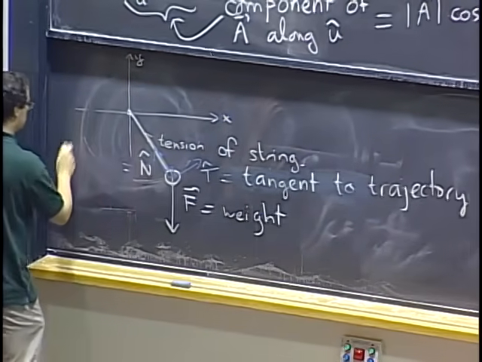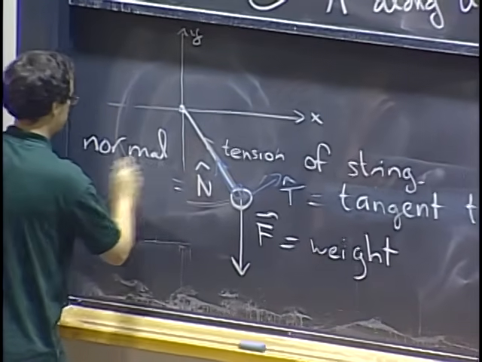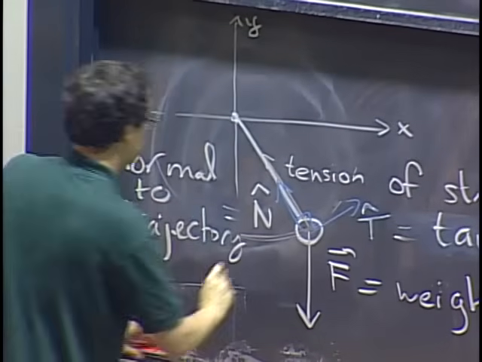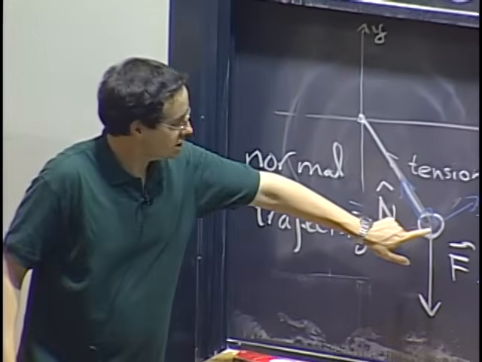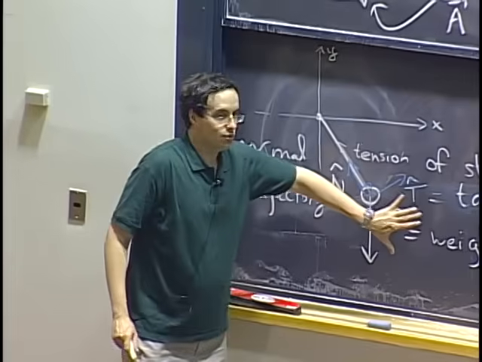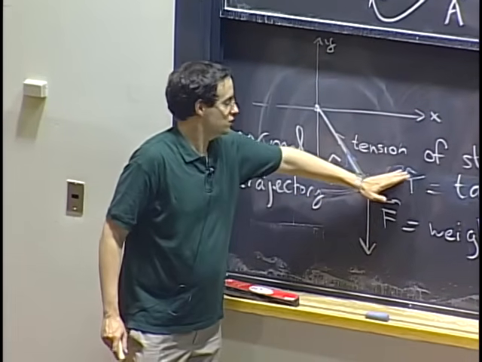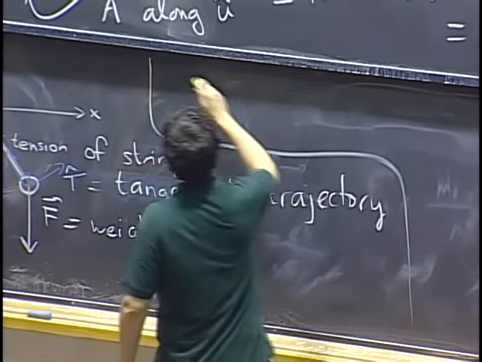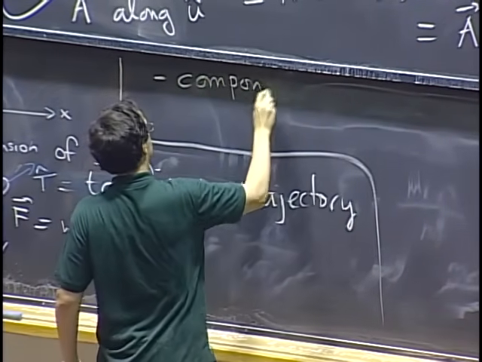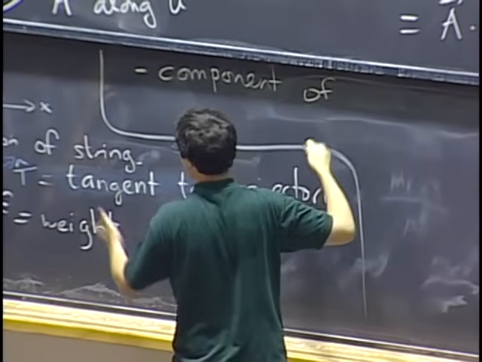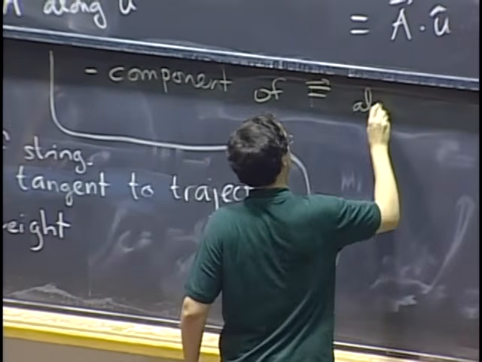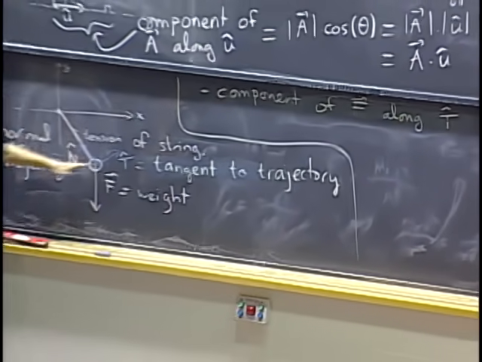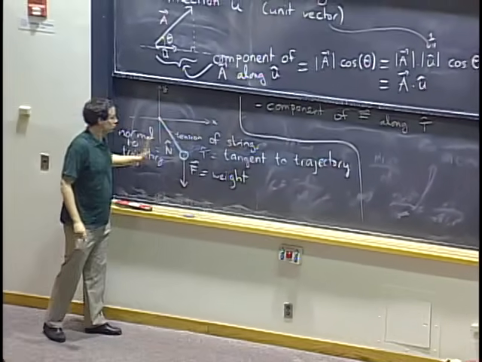And that one is normal or perpendicular to the trajectory. And so now, if you think about it, you can look at the components of the weight along the tangent direction and along the normal direction. And so the component of F along the tangent direction is what causes acceleration in the direction along the trajectory. It's what causes the pendulum to swing back and forth.